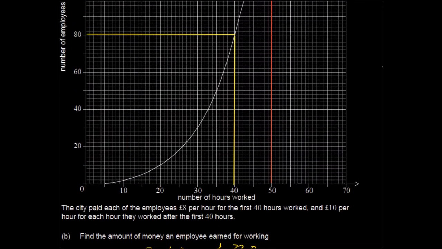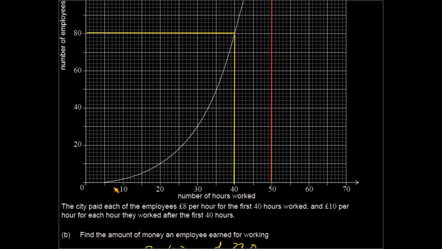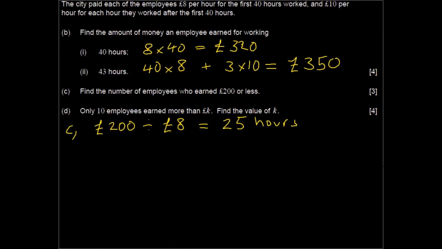So I come up here, I find 25 on the number of hours scale, and then I draw a line up to the curve and then across like so, and I can see that that is 18. So, sorry, 18 employees. So then from the graph, 18 employees.